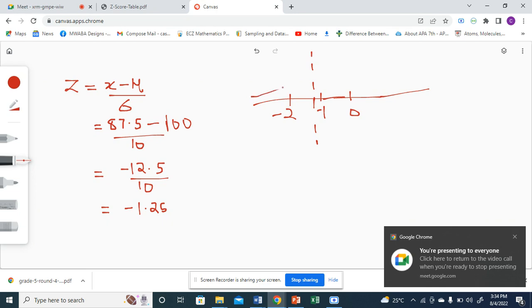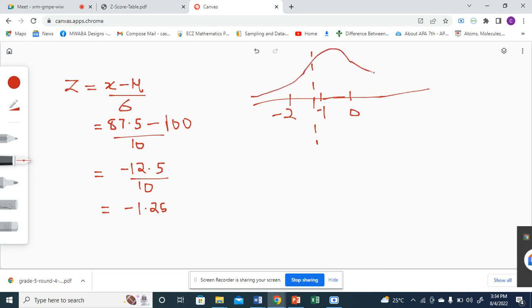Yes, negative 1.25 is somewhere there. All right. Here we have 1 and 2. This is where our z-score is located, negative 1.25. So we're going to go to our table now. This shaded area represents the probability less than negative 1.25.